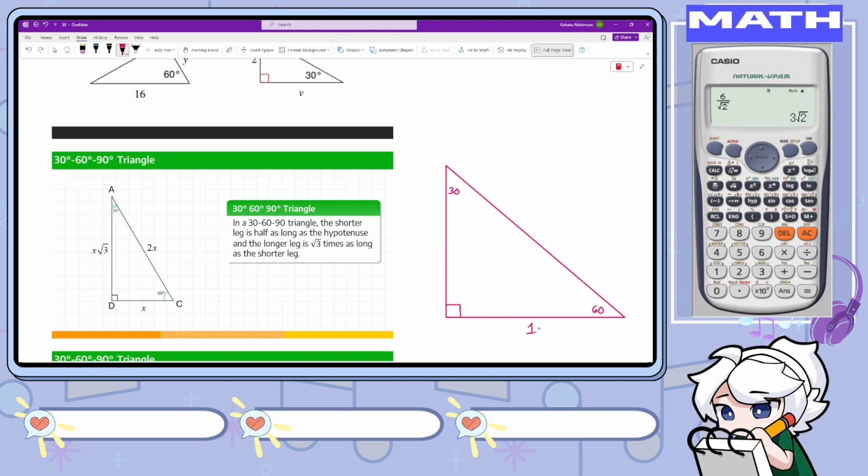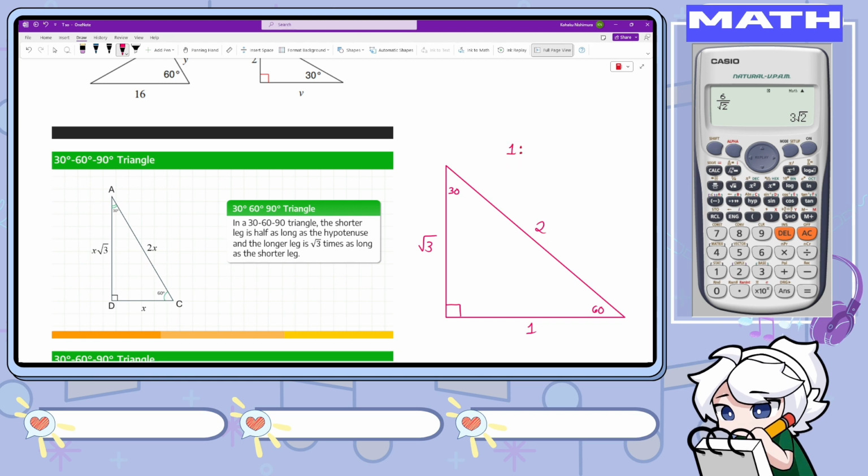What I just need to do is multiply the shorter side, meaning opposite of 30, by square root of 3. 1 times square root of 3 is square root of 3. And I want to solve the hypotenuse. I just need to reference this shorter side and multiply it by 2. What is 1 times 2? It's 2.